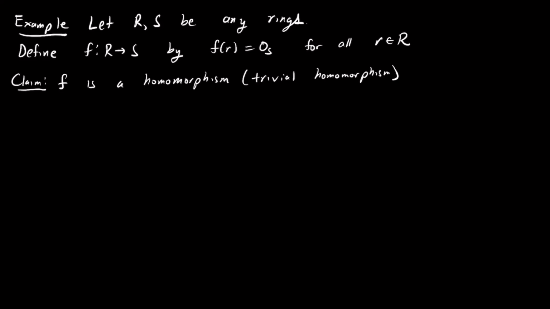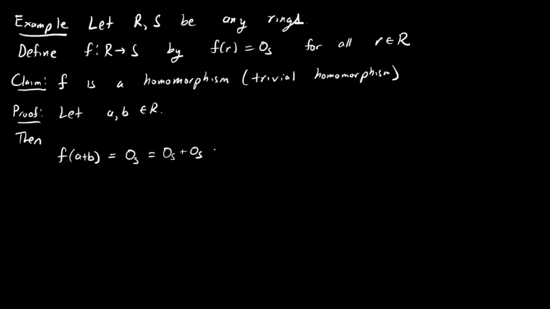Okay, so let's prove this. Proof. Let a and b be elements of R. So then, what do I know? I know f of a plus b. Well, a plus b is an element of R, so I know that this is going to be 0. I know that 0 can be written as 0 plus 0. And then I know that f of a is equal to 0 and f of b is equal to 0. So I have that f of a plus b is f of a plus f of b.